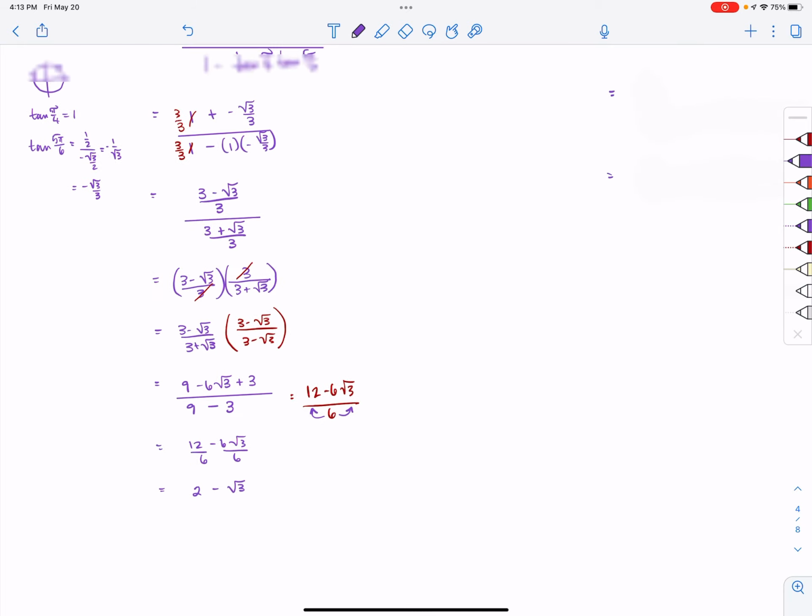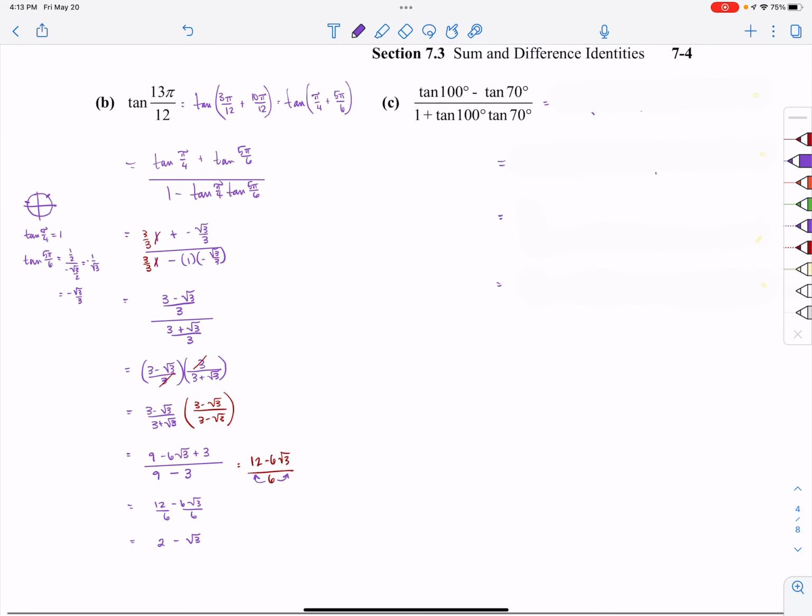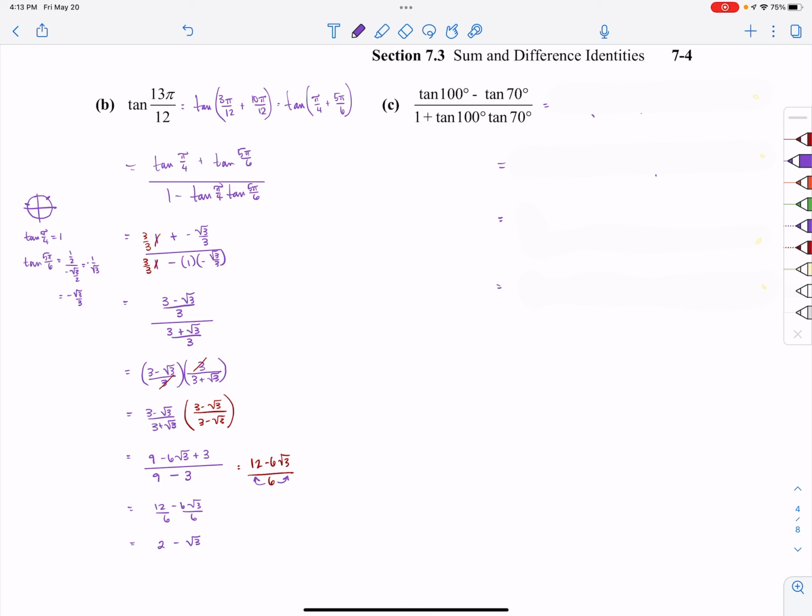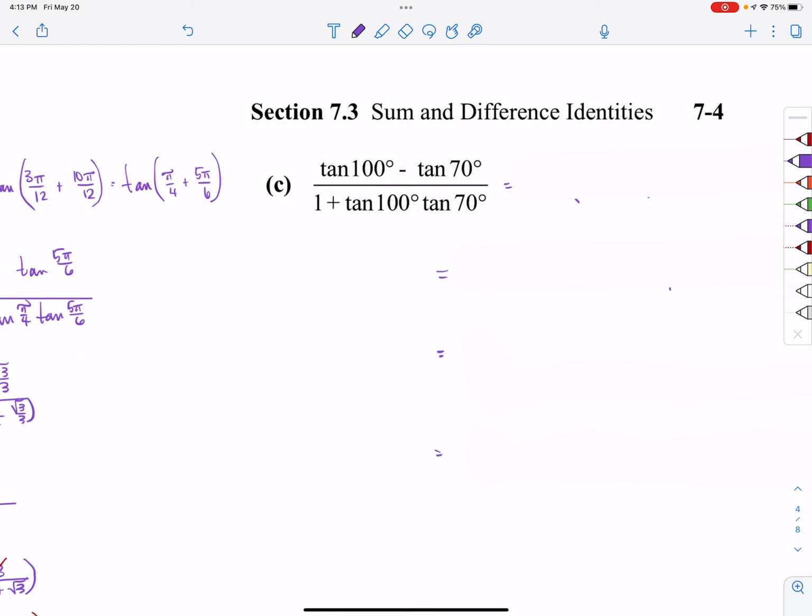So totally fine. I will say, and I think you're already seeing this, that the tangent sum and difference questions, these are more tedious than the sine and the cosine. So just understand that you are going to have a little bit of extra work when you have a tangent sum or difference. All right, look at part C.